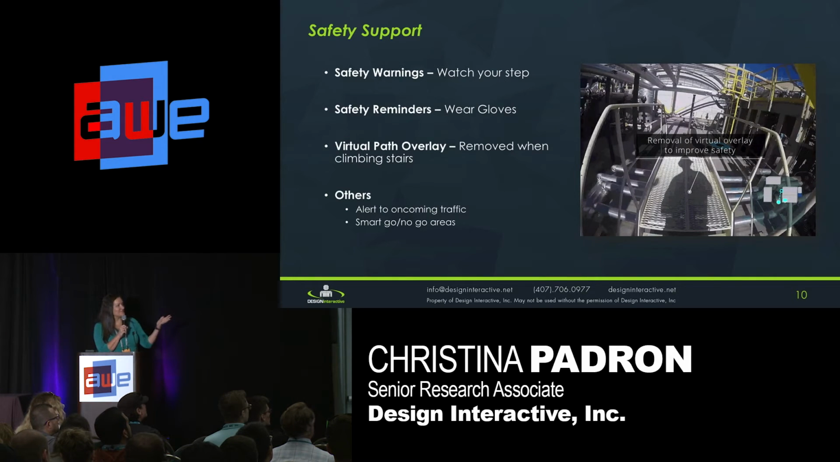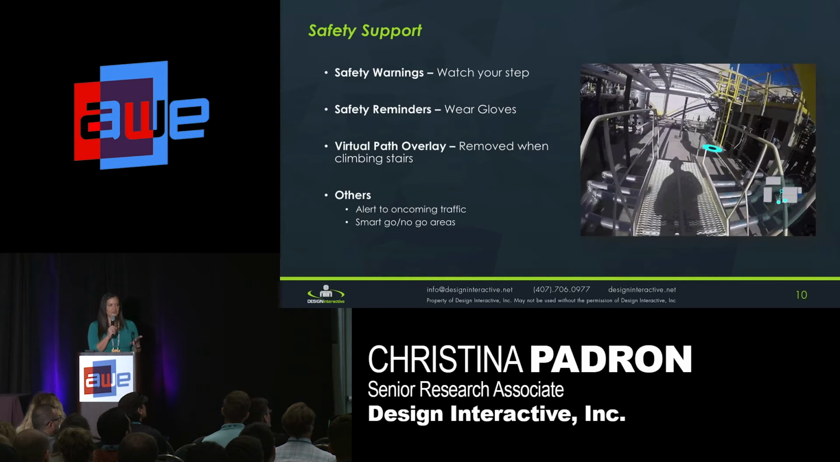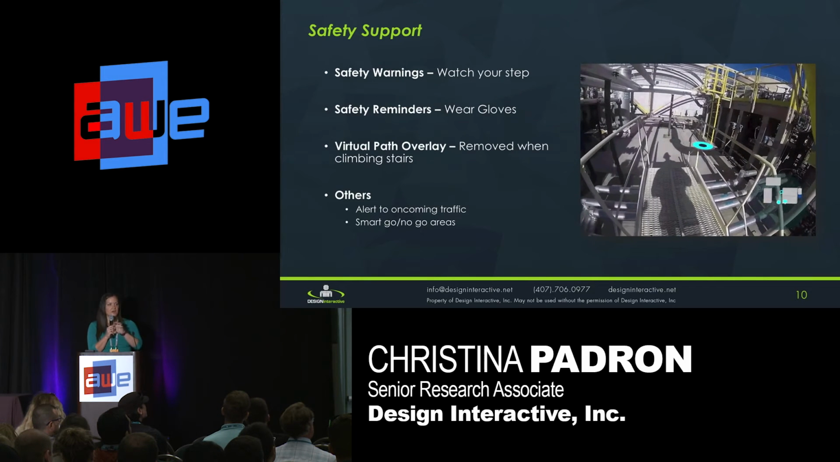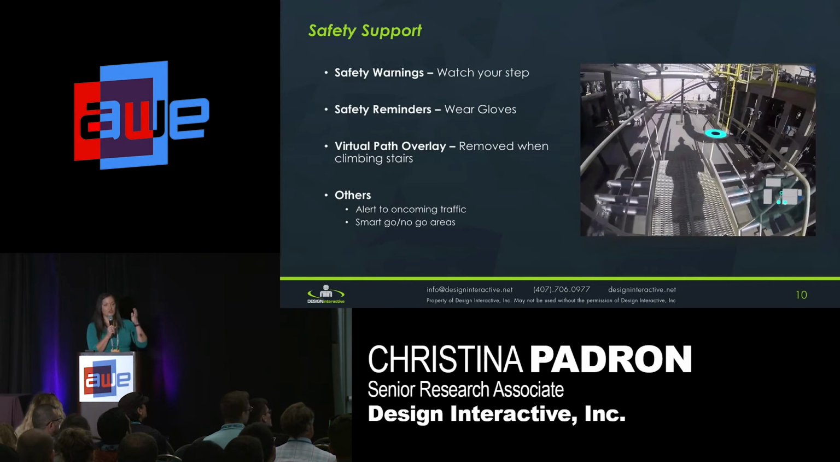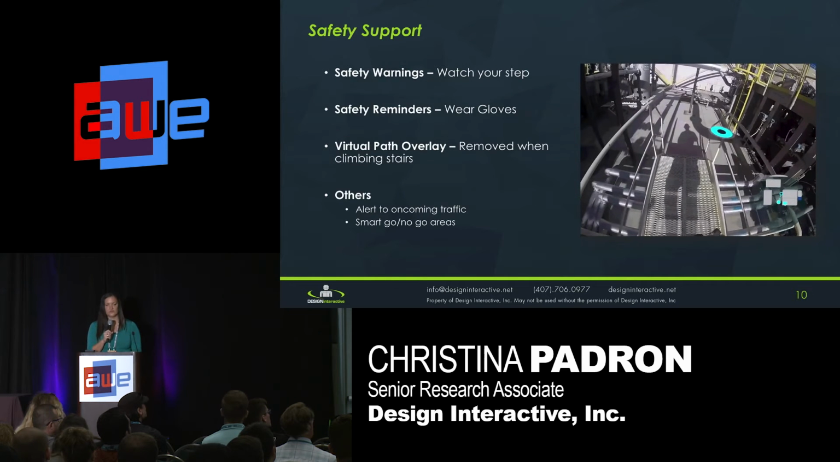And then some other ones that we thought about that weren't included in the video: alert to oncoming traffic. Because, as I said before, there are vehicles driving around, being aware of where they are in relation to you and the other equipment, as well as when they're coming closer, when they're coming in your direction, things like that. And then smart no-go areas, again, are things that can be mapped out on the miniature map, as well as things that you're alerted to as you come close to those areas.